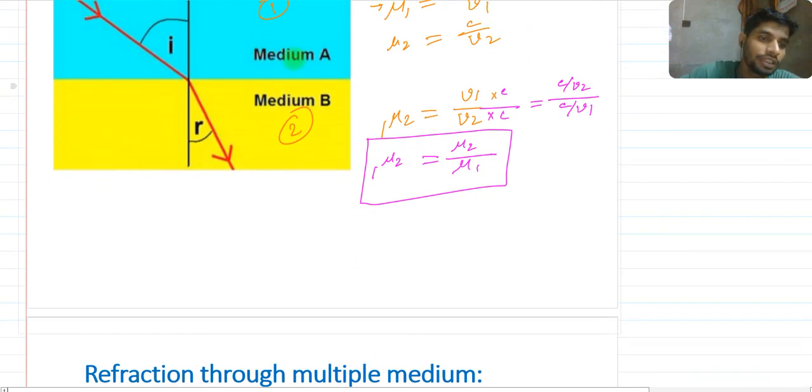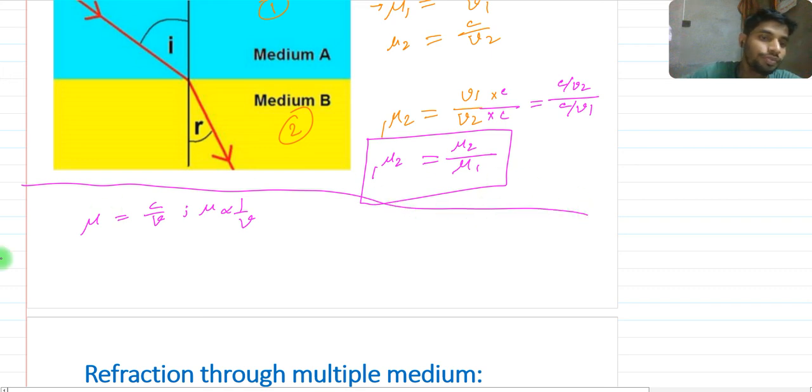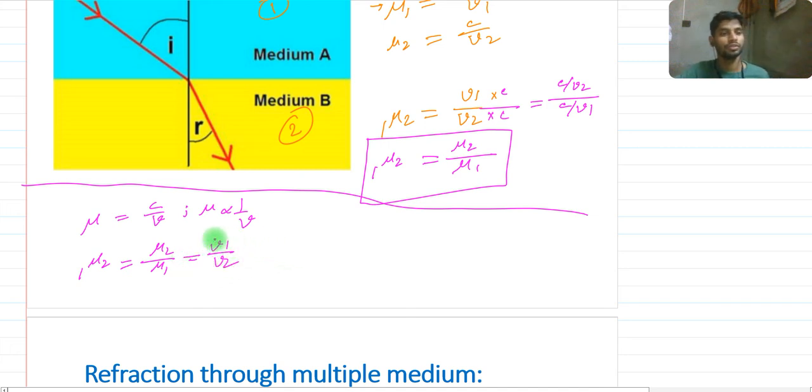So what we learned is that the actual refractive index mu equals C by V. That means mu is proportional to 1 by V, in gist. And mu can vary with medium. For red light mu is minimum, for violet light mu is maximum. And 1 mu 2 means mu 2 by mu 1, the actual refractive indices of the second and first medium. That means we can write V1 by V2, or you can write lambda 1 by lambda 2. These two are the equations.